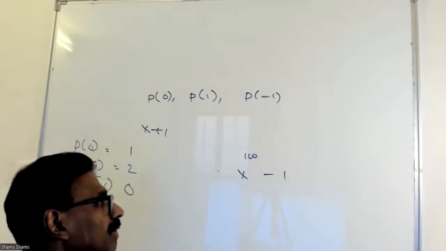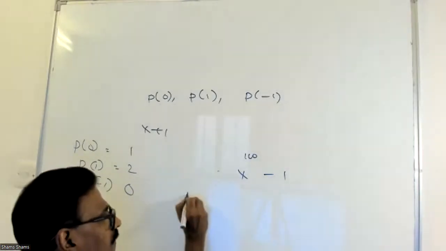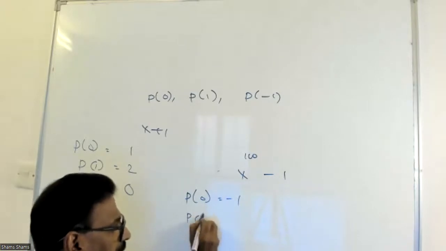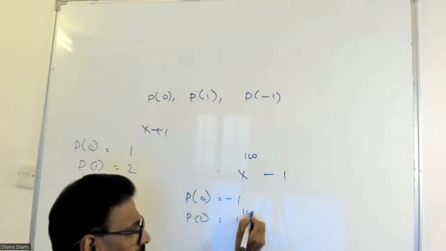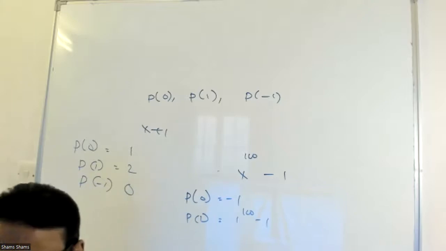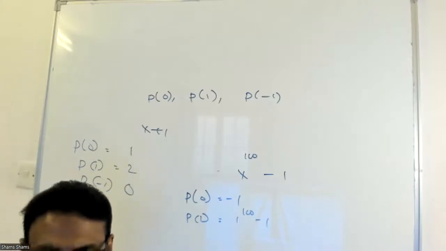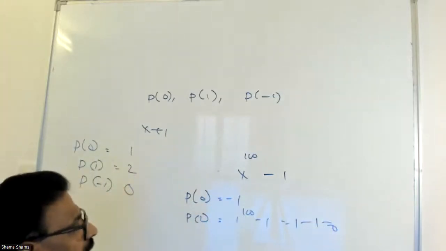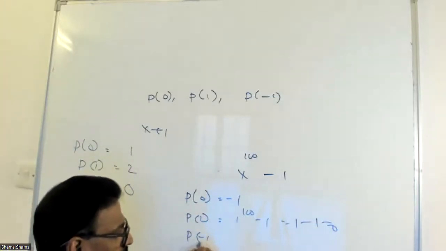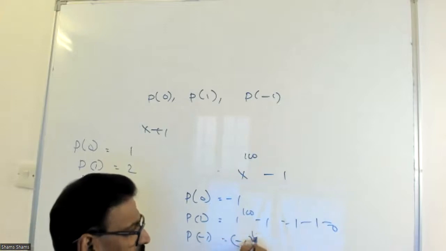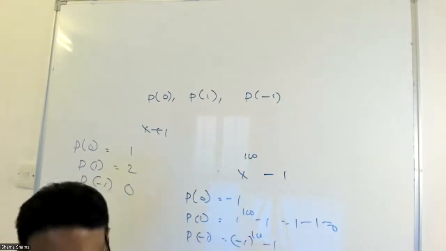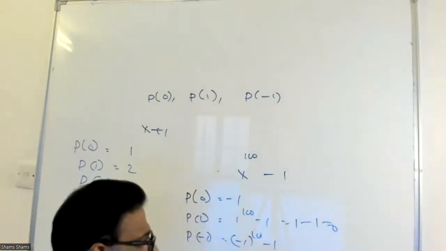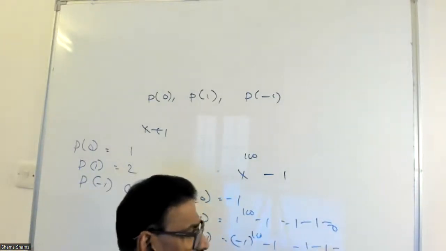Okay, look at here. P of 0 equal to minus 1. P of 1 equal to 1 raised to 100 minus 1. 1 raised to 100 is what? 1 minus 1 equal to 0. Then P of minus 1. Minus 1 raised to 100 is what? 1. 1 minus 1 also 0. So that means 1 minus 1 equal to 0.